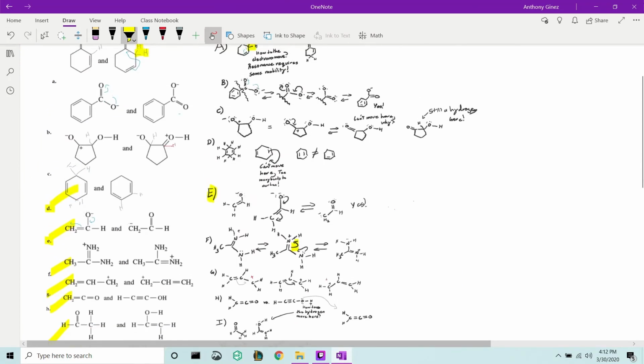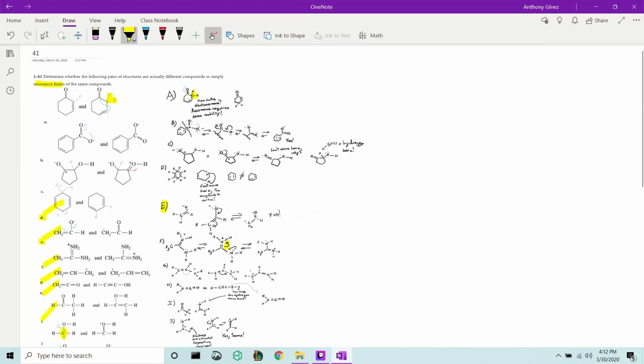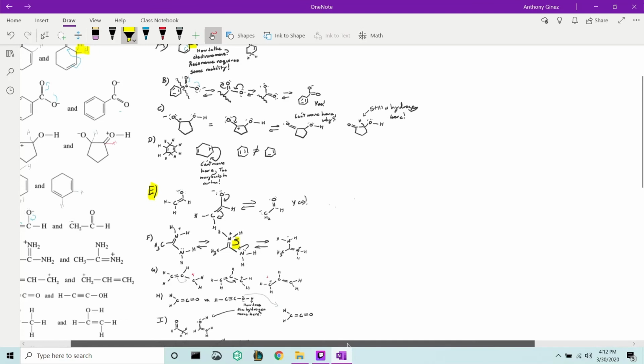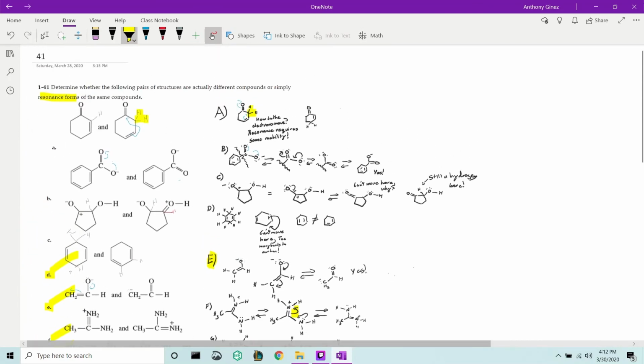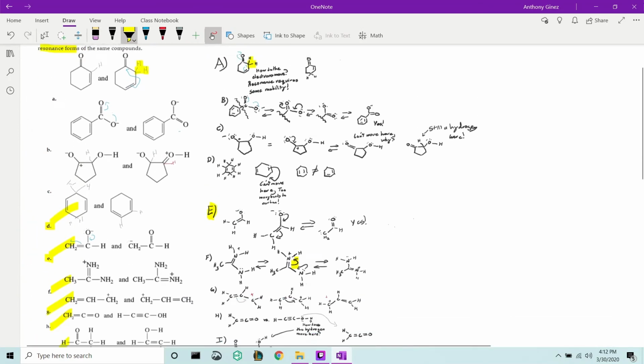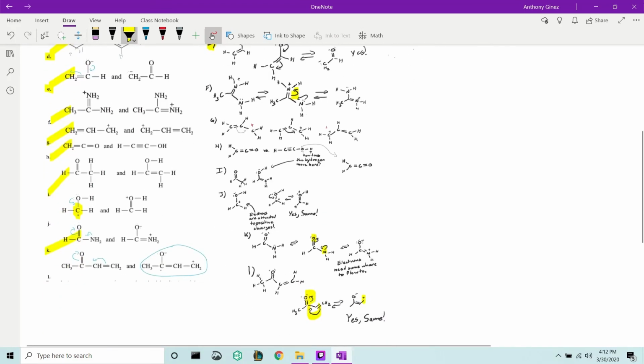So that's just the general answer key. If you'd like to copy the work for yourself, so be it. It's not a big deal. But that's what you want to look for when you're trying to draw resonance structures.